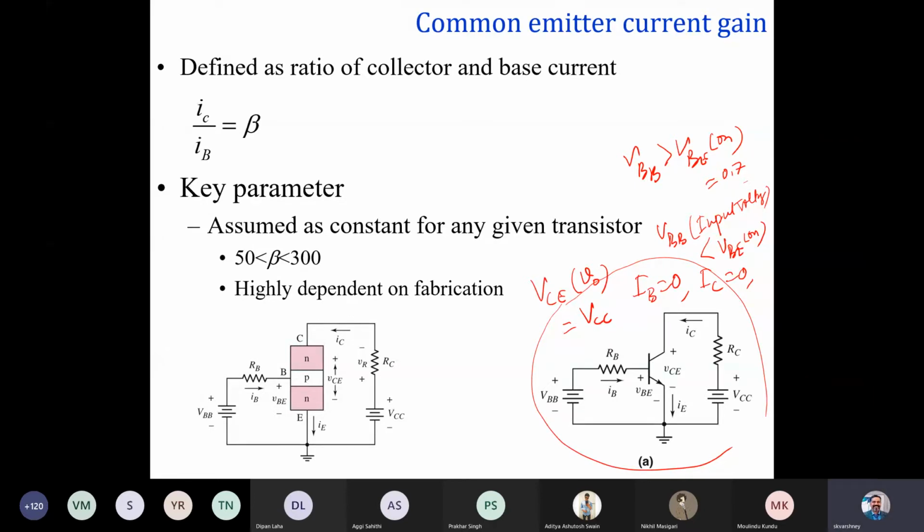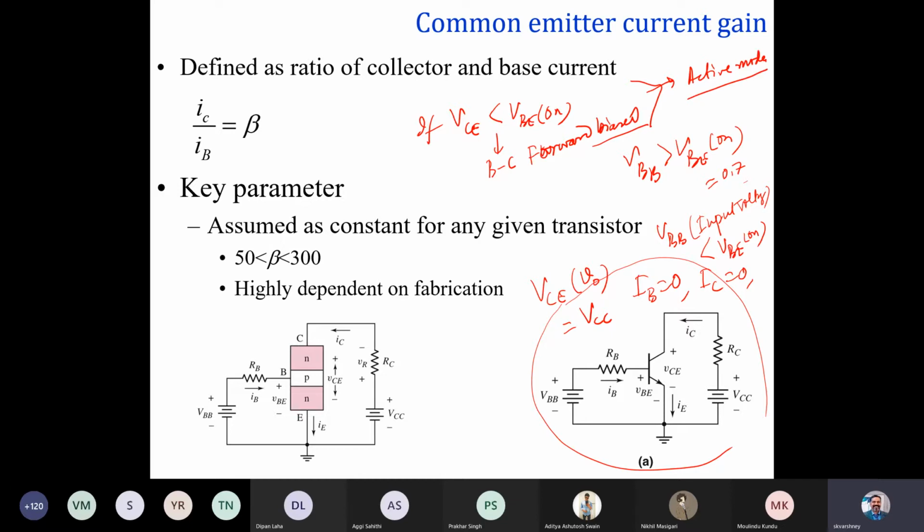And one more thing: if your VC, the output voltage, becomes less than VB on, it means that the base to collector junction becomes forward biased. So the transistor is not in active mode, and basically it enters into the saturation mode.